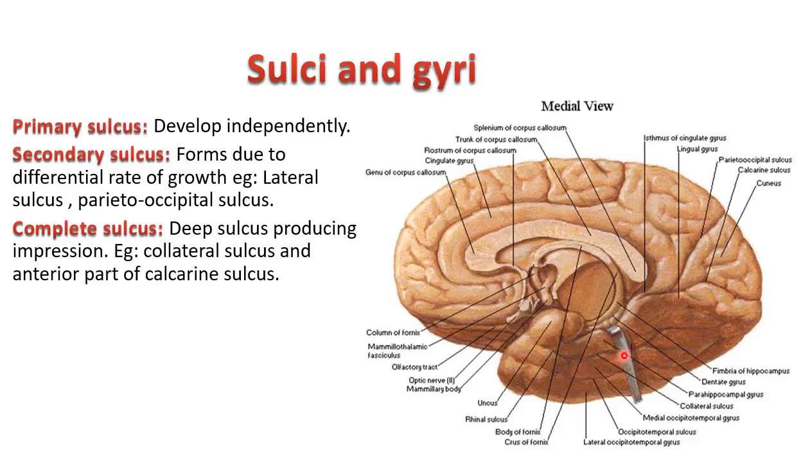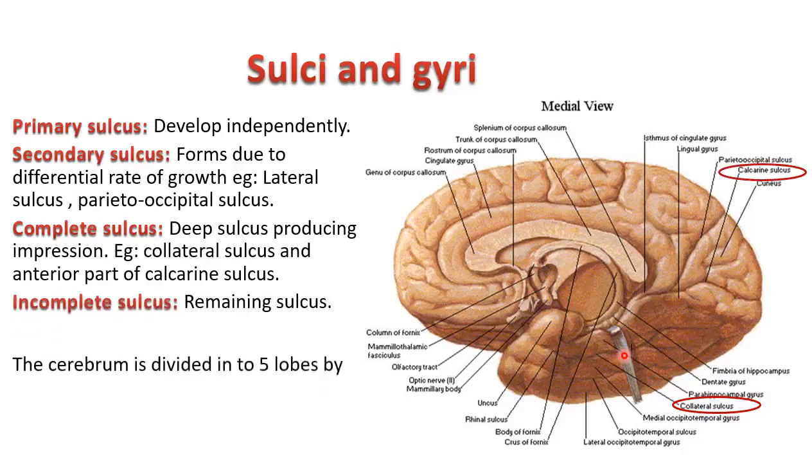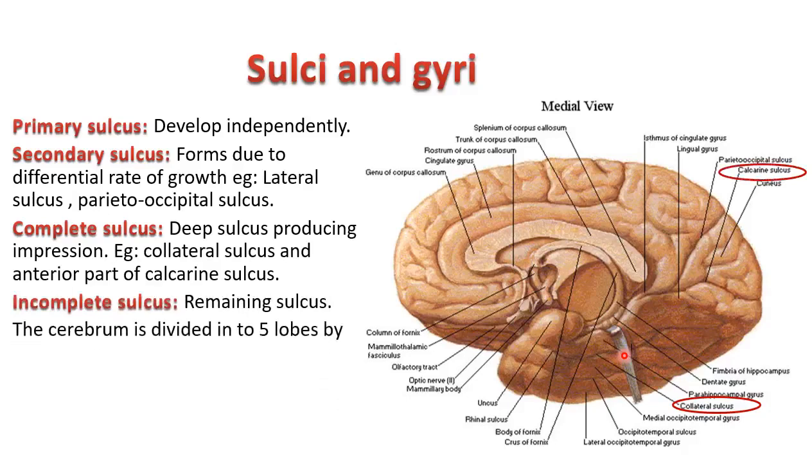Okay, so that is why it is called the complete sulcus. All the remaining sulci are the incomplete sulci. Mainly our cerebrum is divided into the frontal, parietal, occipital and temporal lobes. So frontal lobe, parietal lobe, occipital lobe and temporal lobe. Four lobes.